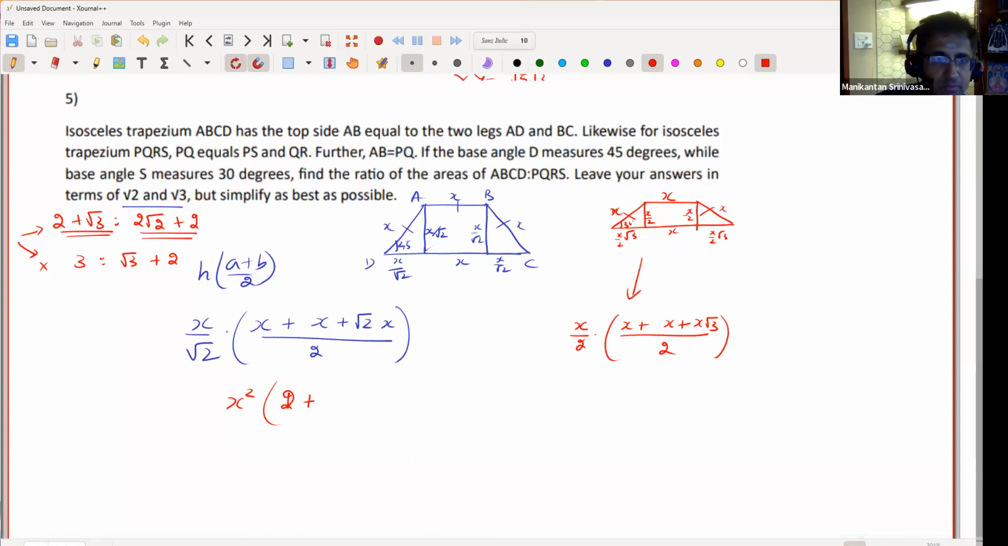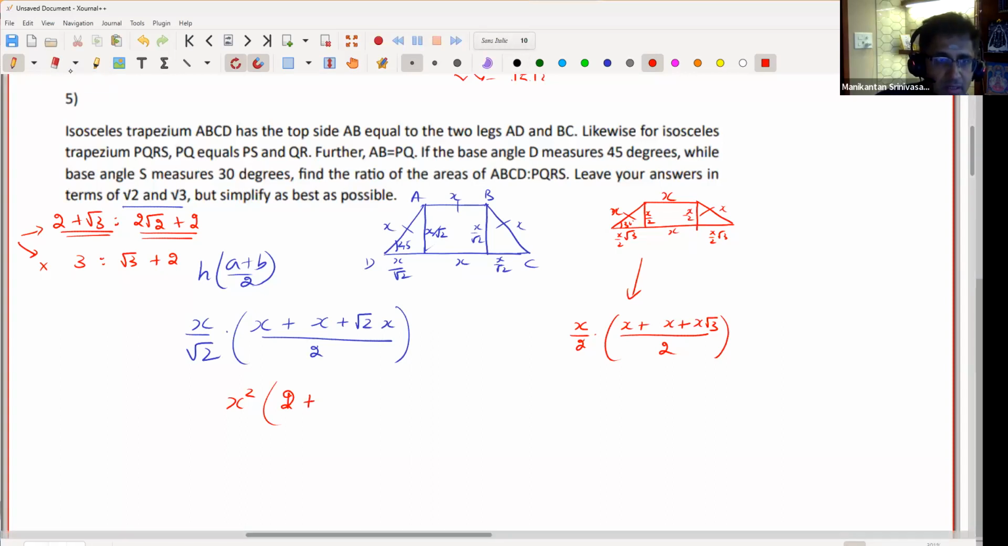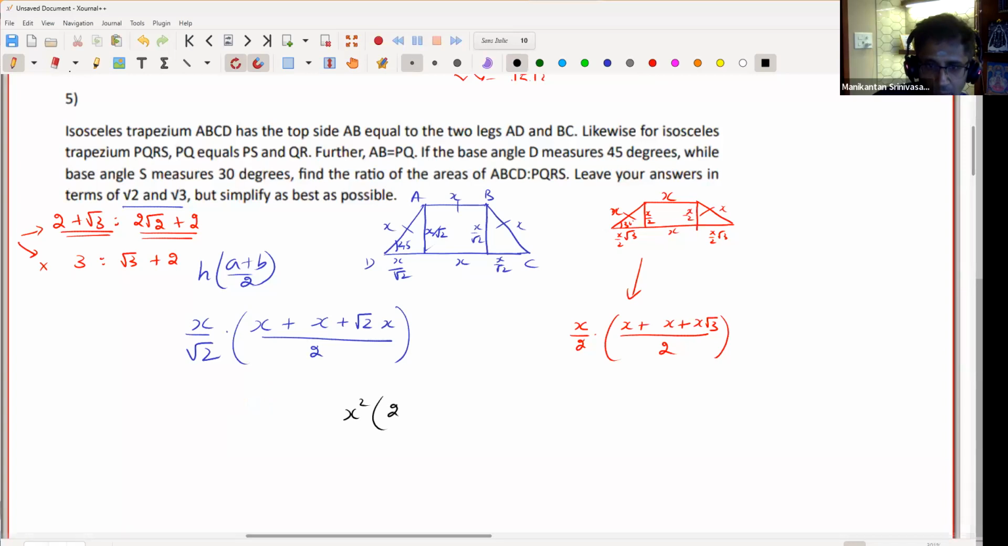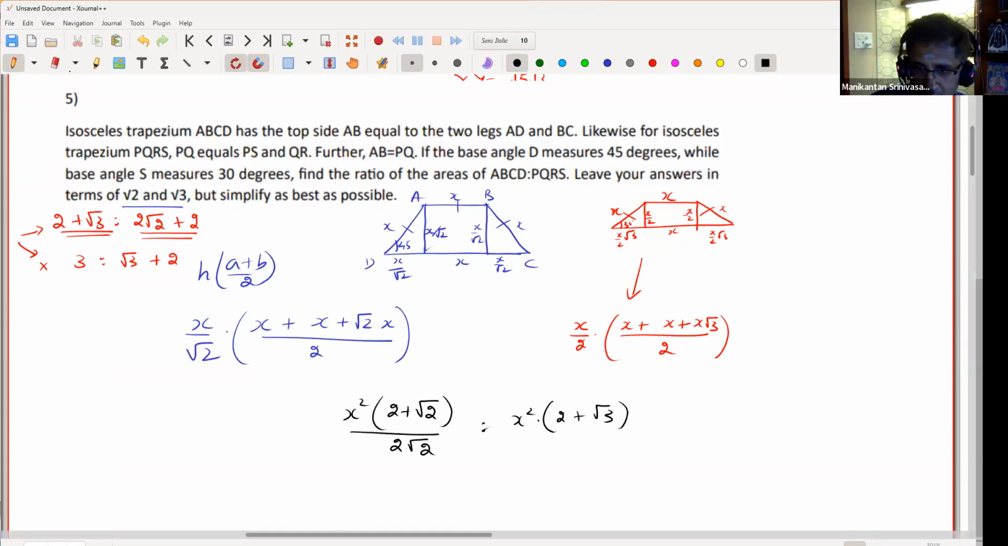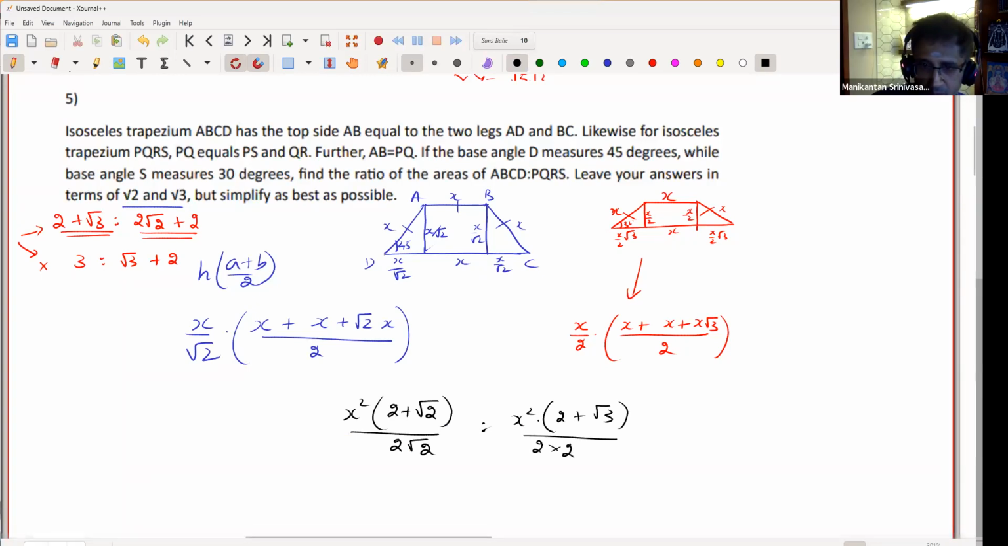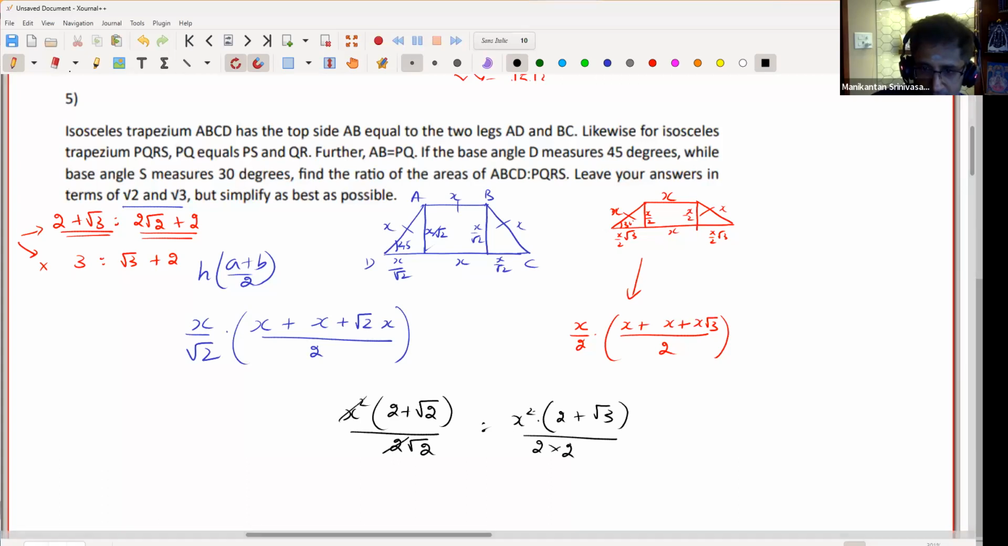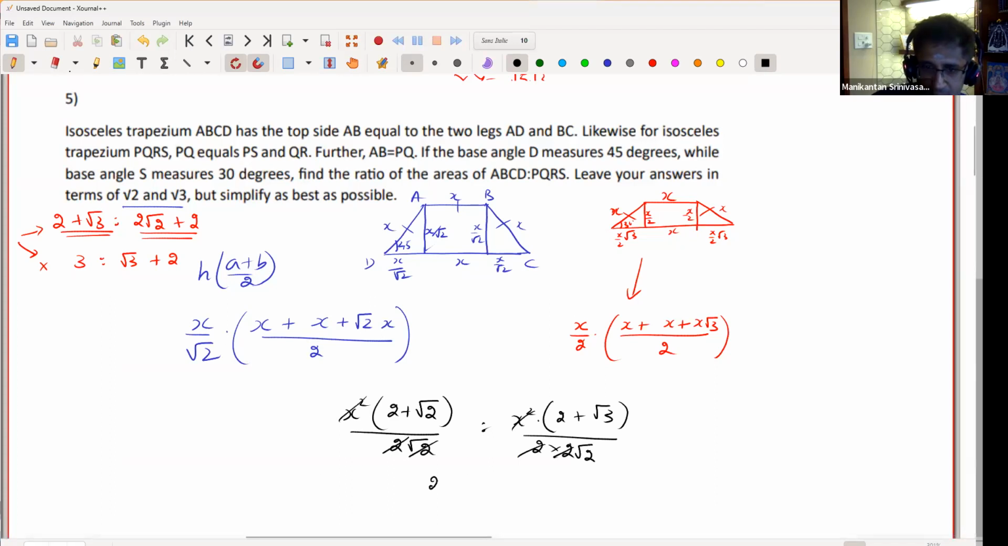Okay. I'll just change the color here so that it's neutral. So both I'll put in black. So this is X square into 2 plus root 2 upon 2 root 2 is to X square into 2 plus root 3 upon 2 into 2. Okay, so I'll cancel X square and 2. I'll cancel X square and 2. I'll cancel the 2 with the root 2. I'll cross multiply. So this becomes 2 root 2 plus 2 on this side. And on this side, it becomes 2 plus root 3.